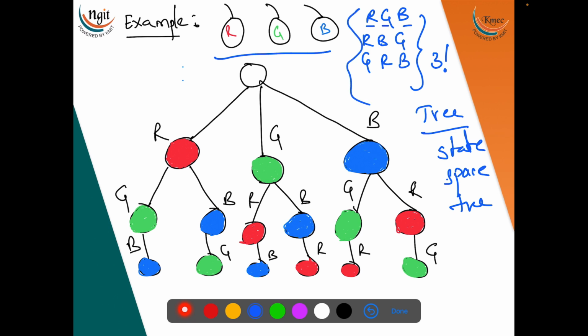I'm starting with this. It is my initial node, or my root node. Now, on the table, I'm keeping this red color balloon. After that, what is the possibility? I can keep green color, and after that I can keep blue color. So these are all the possible solutions for how I can arrange all these balloons.